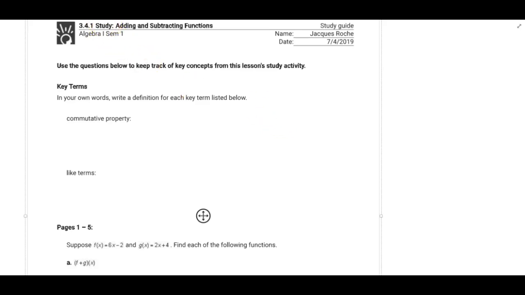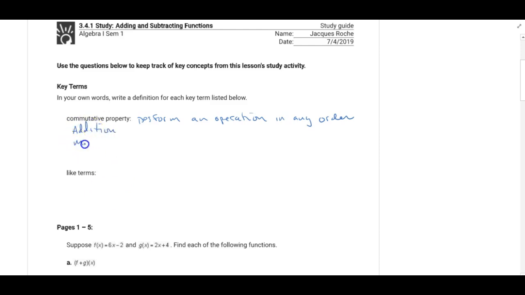All right. Section 3.4 is pretty straightforward, and you can probably get it done real quickly here. A couple of things they talk about. One is commutative property, and commutative property basically says you can perform an operation in any order. Now this only exists with two operations. Commutative property exists in addition and multiplication.